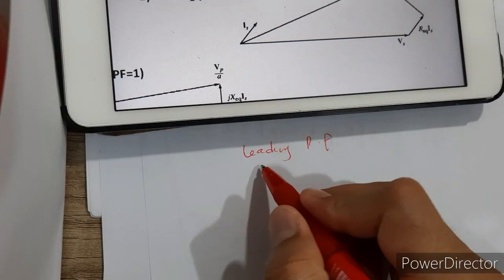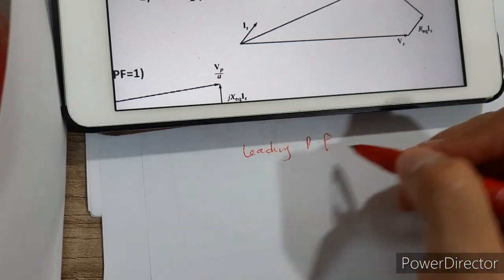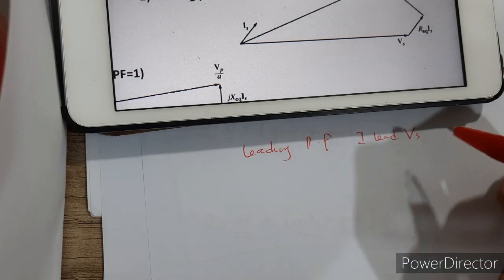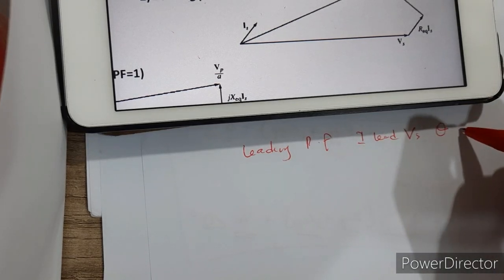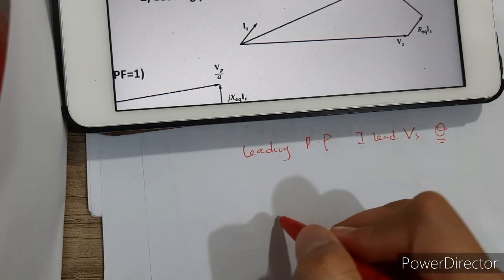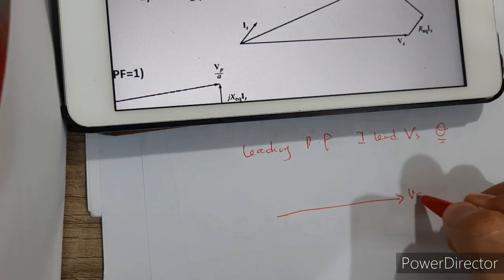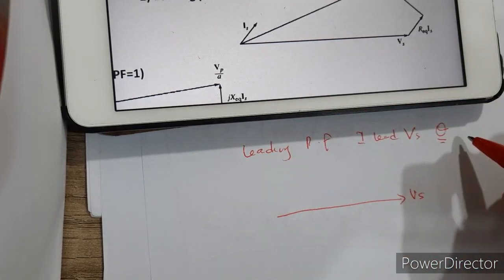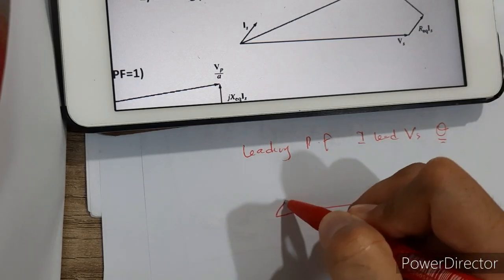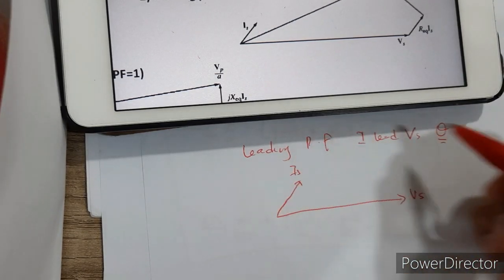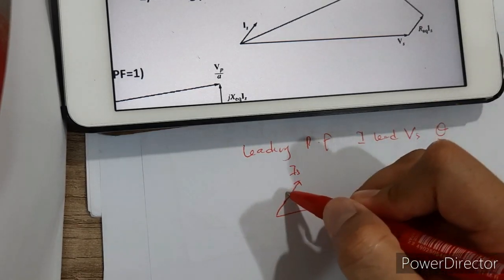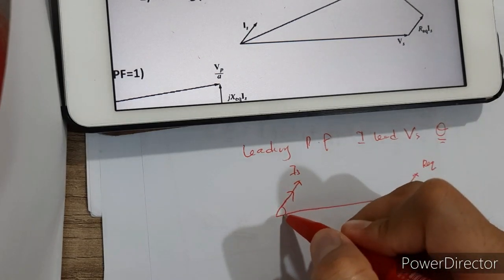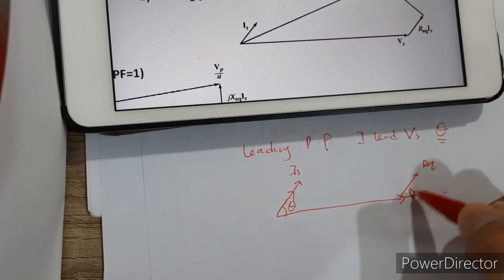Next is for leading power factor. We know that when leading, I leads VS, so the angle must be positive. Firstly you draw VS, which must be at an angle of 0 degree. And then you draw IS, which is positive, leading VS. Then you draw R equivalent parallel with IS. This is R equivalent, with the same angle theta here, and the same angle here.